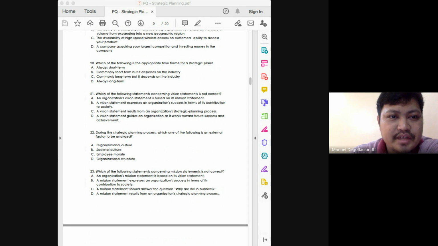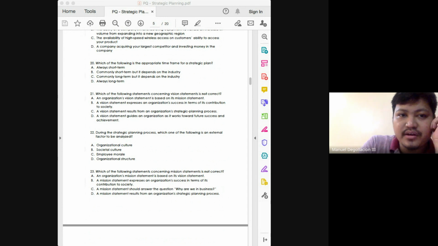Number 21, which of the following statements concerning vision statement is not correct? Answer here is letter A. An organization's vision statement is based on its mission statement. It's the other way around. The mission statement is based on the organization's vision statement. That means choices B, C, and D are true. A vision statement expresses an organization's success in terms of its contribution to society. A vision statement results from an organization's strategic planning process.